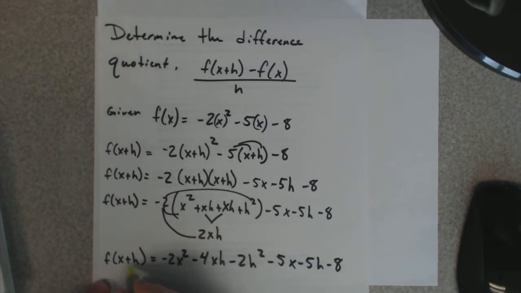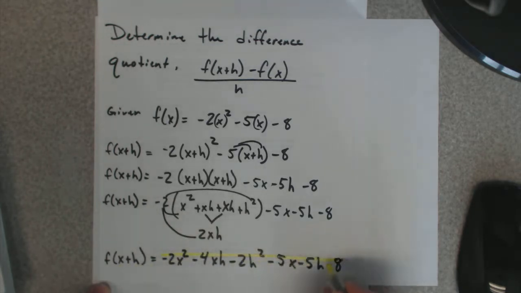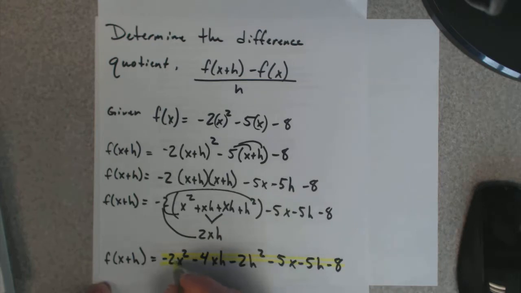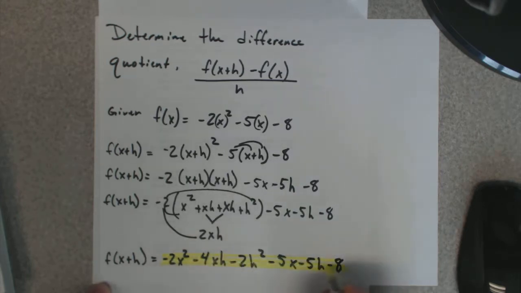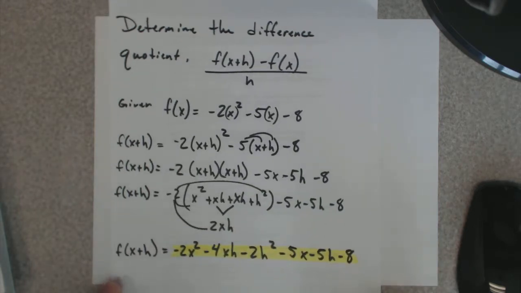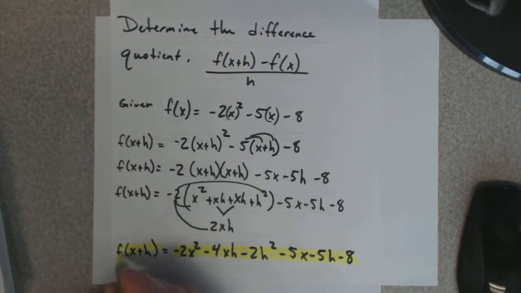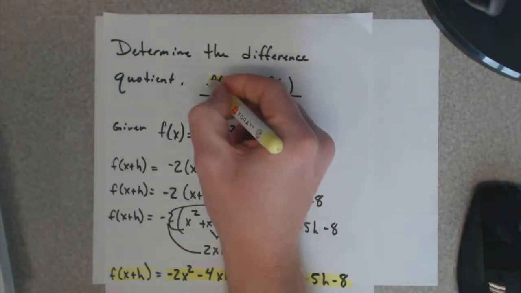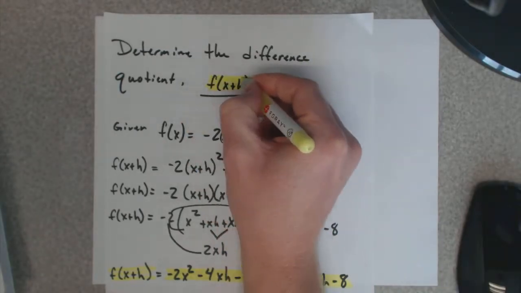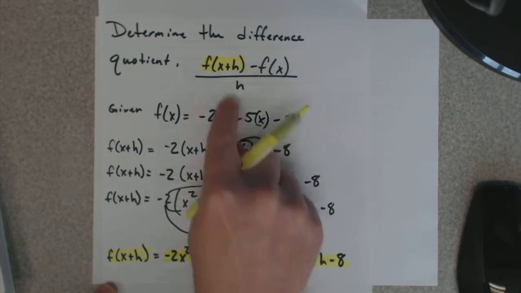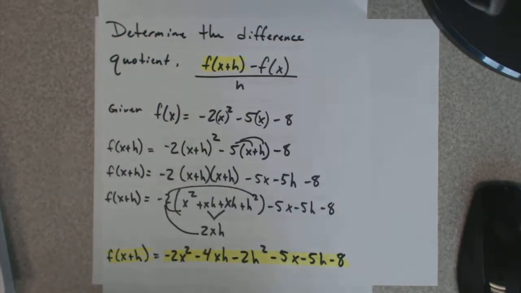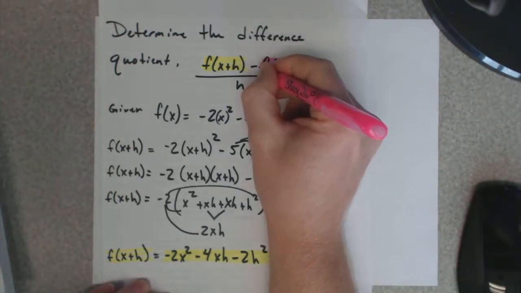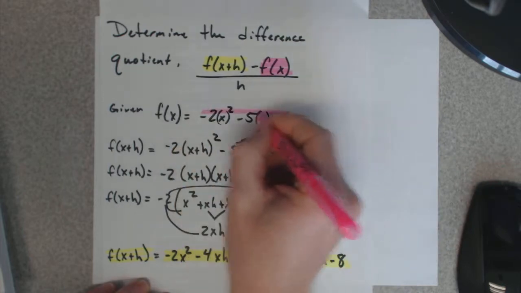Here's the good thing. f of x plus h is all of this. Anywhere you see an f of x plus h, you can replace it with this in yellow. So this right here is what we're going to replace. This big long thing becomes right there. Well, what about minus f of x? We've already got f of x. f of x is this guy right here.